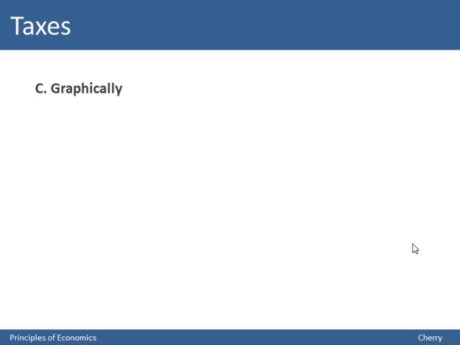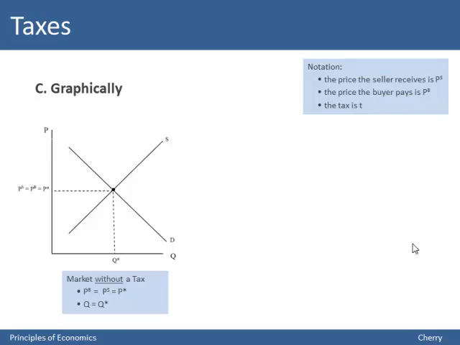So graphically, let's see what this looks like. Let's first look at the market and remind ourselves what it looks like to have a market without a tax. We have Q star, the equilibrium quantity, and the equilibrium price at P star. Now we're going to introduce two terms here, P superscript S and P superscript B, and T is the tax. P superscript S is the price the seller receives from that transaction. P superscript B is the price the buyer pays, and the tax is denoted as T.